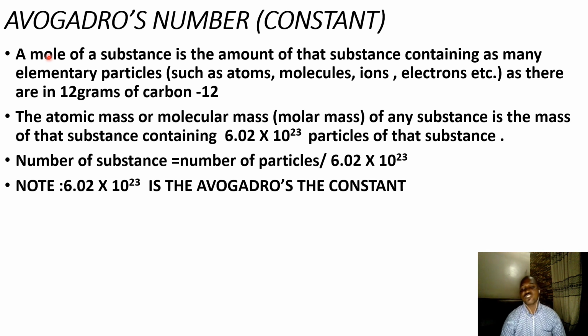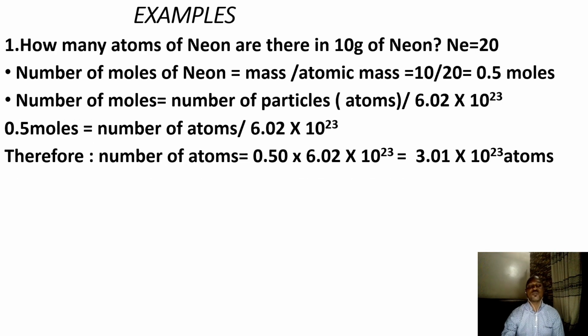Now, this 6.02 times 10 raised to the power 23 is known as Avogadro's constant. Note that 6.02 times 10 raised to the power 23 is the Avogadro's constant. It's a constant you should remember all the time because you need to use it in many of your calculations. Now let's look at how to apply this formula.